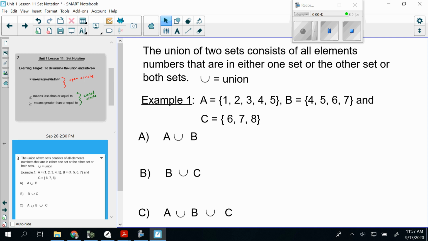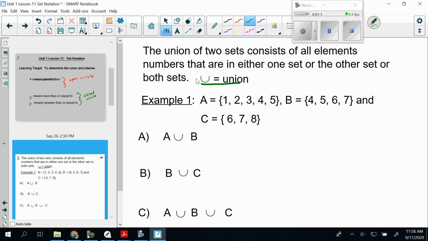So the union of two sets consists of all elements, which are also numbers oftentimes, that are in one set or the other set or both sets. And the symbol for union is indicated here. It's kind of like a U for union. So in the first example here, we're given three sets, A, B, and C, that have some numbers in them. For A, they want us to find the union of A and B.